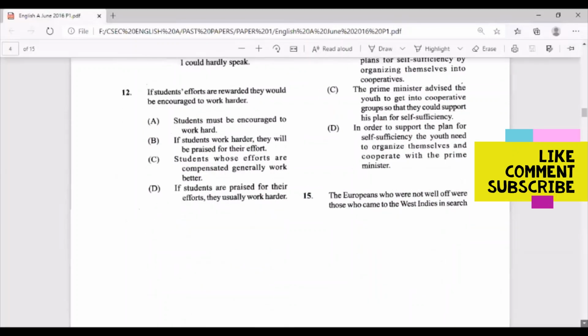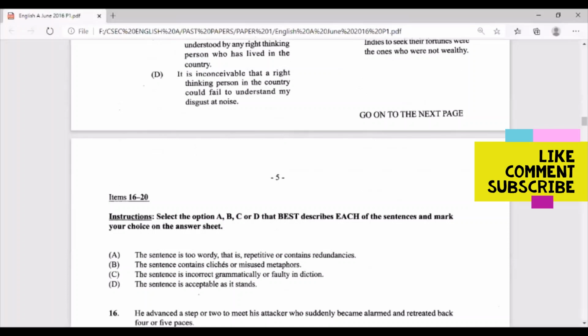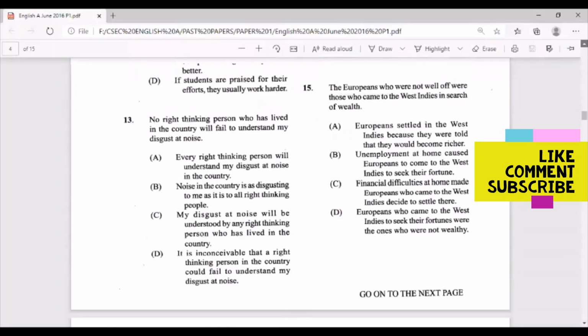We're moving down to the last one in this section, is it? Yes, the last one in this section, number 15. The Europeans who were not well off. And to be not well off means you're not rich, you know, you don't live an extravagant life. You're probably on the poor side, yes? So the Europeans who were not well off were those who came to the West Indies in search of wealth. They searched for wealth, meaning they searched for some kind of riches, some kind of money, fortune, I guess. So it was those who were not really rich who came to the West Indies.